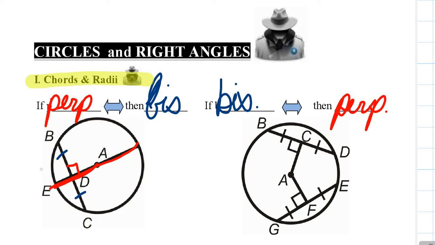The converse is also true. If you see a radius bisect a chord, then automatically it's perpendicular. So both are true. If perpendicular, then bisect. Say it. If perpendicular, then bisect. If bisect, then perpendicular. So that's number 1. Chords and radii. Okay, all right, that's number 1.